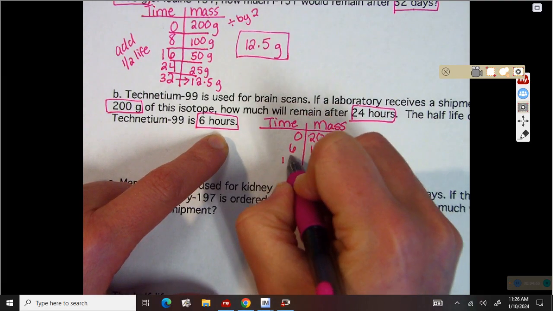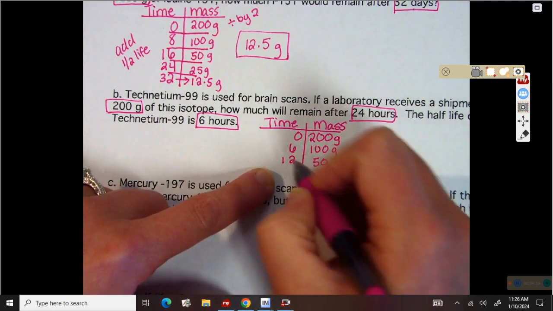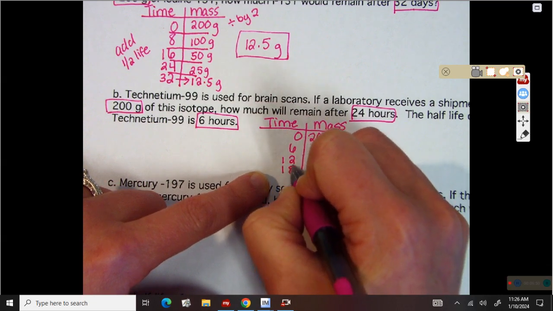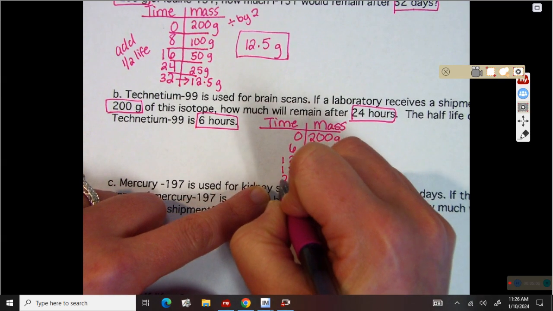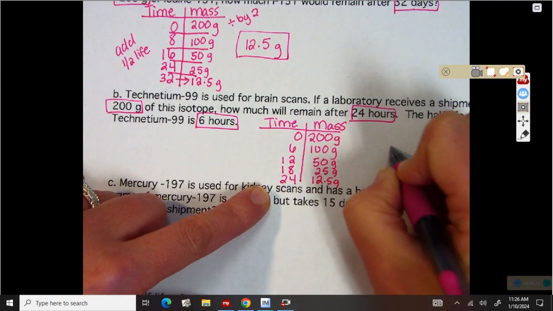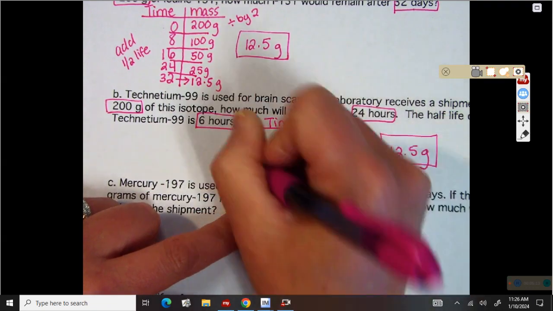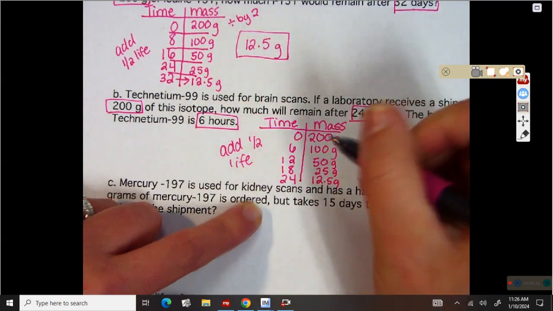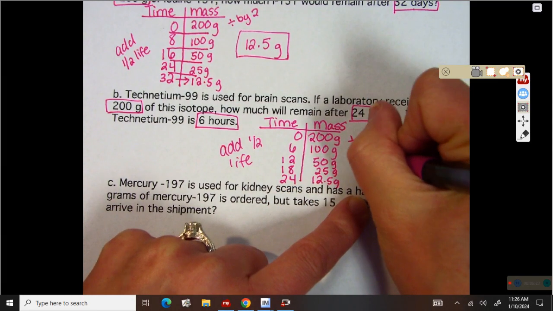Another 6 hours would put us at 12 hours, and that would be 50. Another 6 hours would put us at 18. That would be 25. And another 6 hours would put us at 24, and that would put us at 12.5 grams being left. 12.5 grams is how much we have left after 24 hours because we add our half-life on this side until we get to the ending time, and we divide by 2 over here.